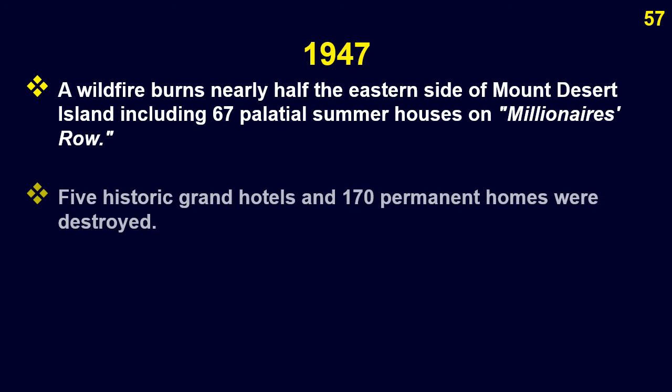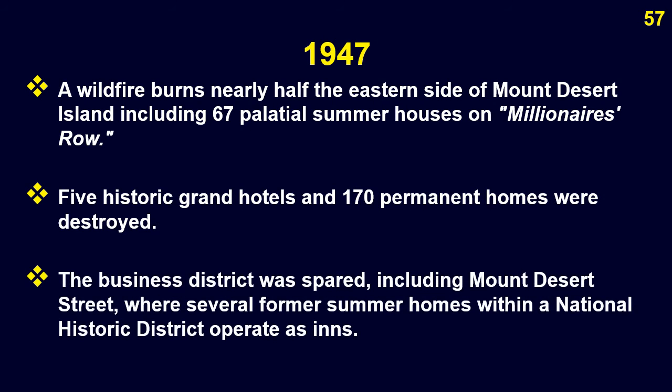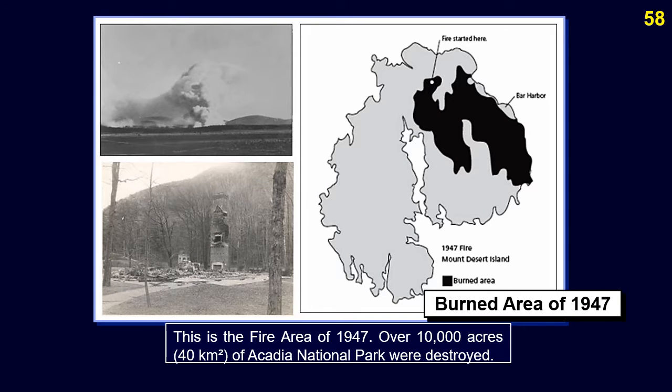In 1947, however, Maine experienced a severe drought. Sparks at a cranberry bog in Hulls Cove ignited a wildfire which would intensify over 10 days. Nearly half the eastern side of Mount Desert Island burned, including 67 palatial summer houses on Millionaire's Row. 5 historic grand hotels were destroyed, in addition to 170 permanent homes. Fortunately, the town's business district was spared, including Mount Desert Street, where several former summer homes within a National Historic District operate as inns. This is the fire area of 1947.